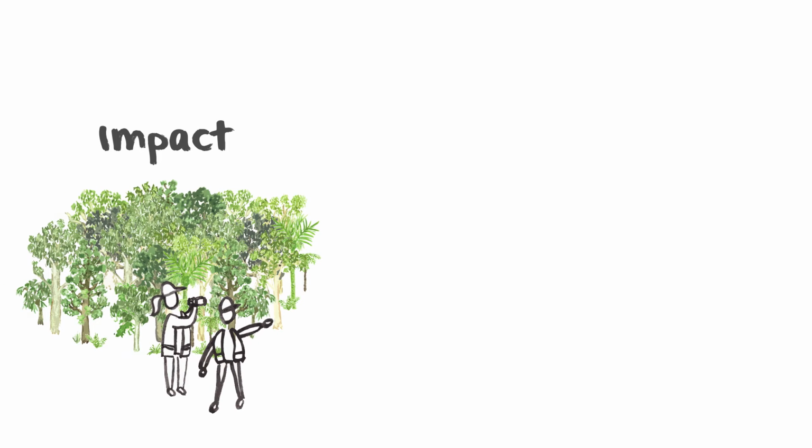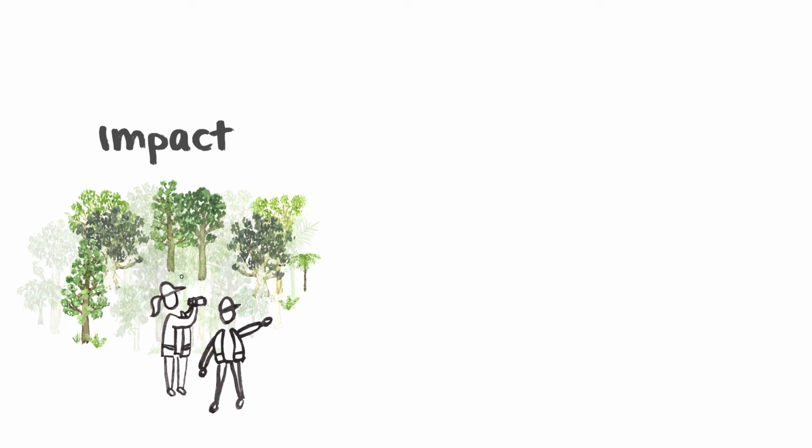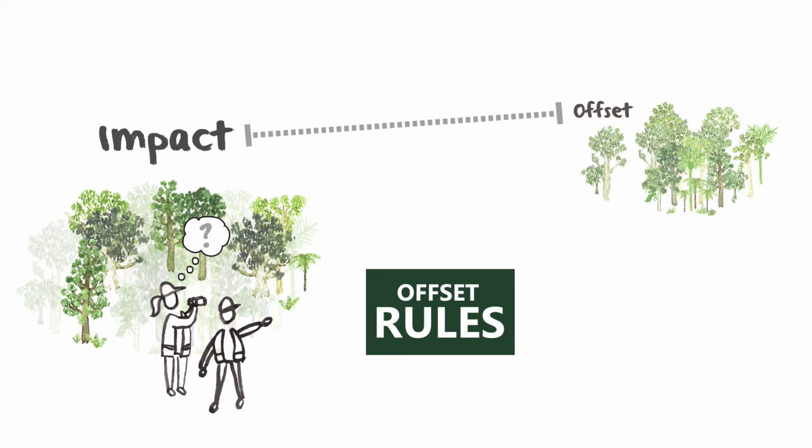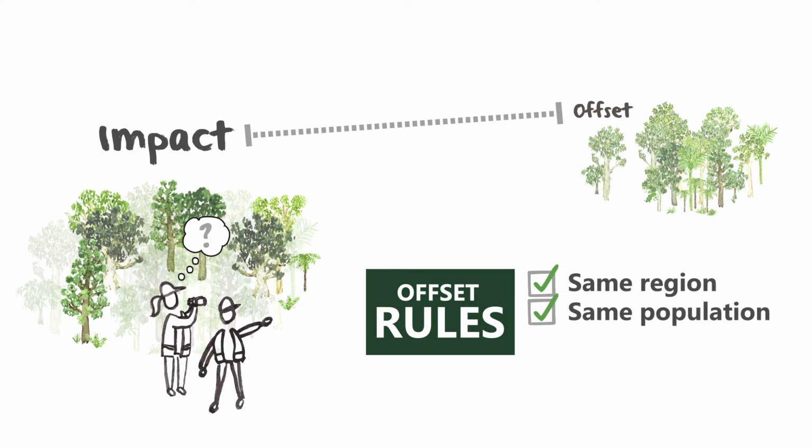Stakeholders affected by the biodiversity loss from the development might not be adequately compensated if offsets are far away. For these reasons, offset rules often require offsets to be in the same region, benefit the same population of the species, or be located within a certain distance of the impact site.